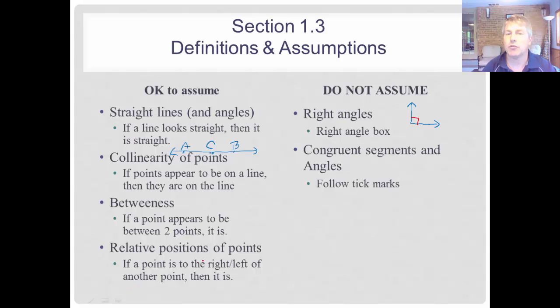Do not assume congruent segments and angles. So I say follow the tick marks. If we have two angles, and there are no tick marks, are those angles congruent? We don't know. Can't say. Now if I do this, they're congruent.